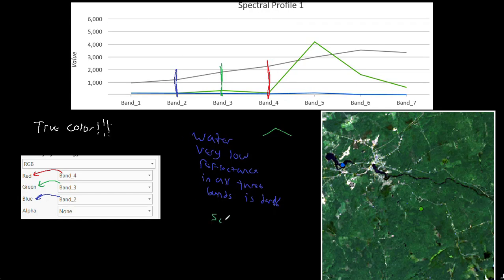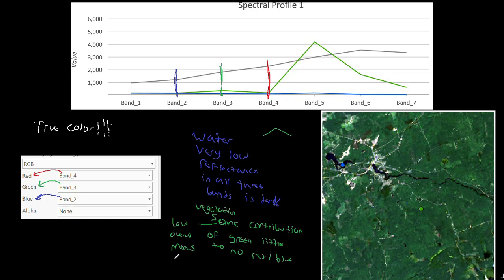So again, to clarify this, for vegetation, some contribution of green, little to no red or blue, and because it's some, low overall means dark.